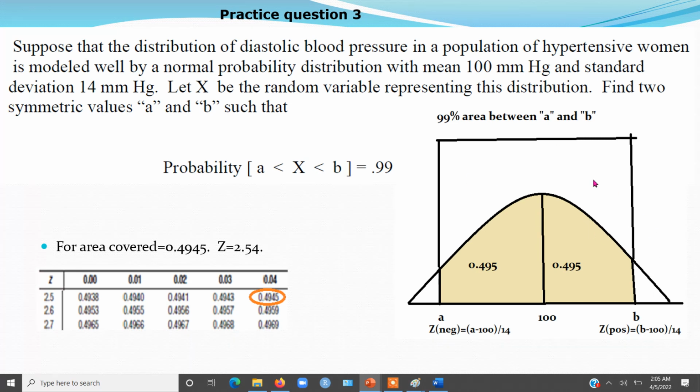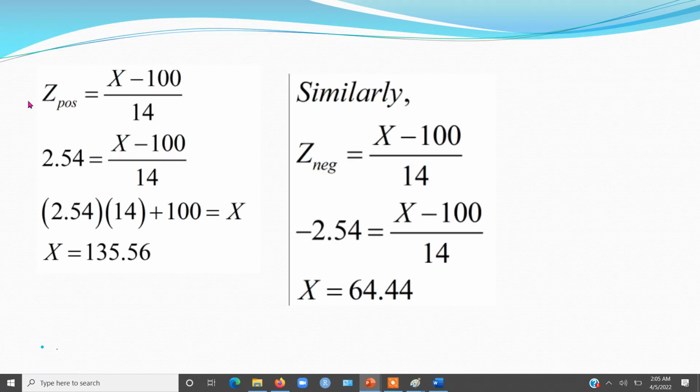So I have shown the same word problem in the form of a graph. So here is the value a and b. So the area between them is 99% as it is given. The probability is 0.99. So if I divide 0.99 by 2, I get 0.495. So I'm going to read the table for 0.495, and the required z comes out to be 2.54. So you see, if the positive value is 2.54, the negative one will be minus 2.54. So I'm going to simply put z once as 2.54 and once as minus 2.54.